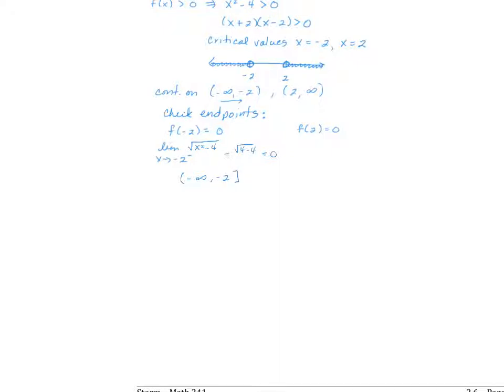Now let's look at 2. When we take the limit as x approaches 2, it's going to be coming in from the right. And it's x squared minus 4. It's going to be equal to the square root of 4 minus 4, which is equal to 0. So the value of the function and the limit are the same. That means we can include 2. So these are the two intervals of continuity.